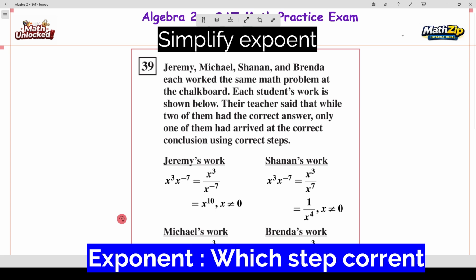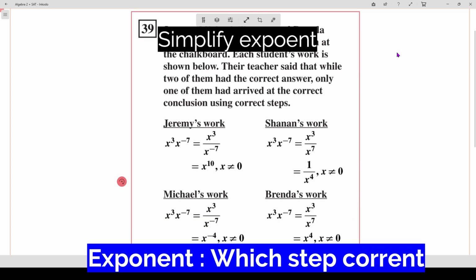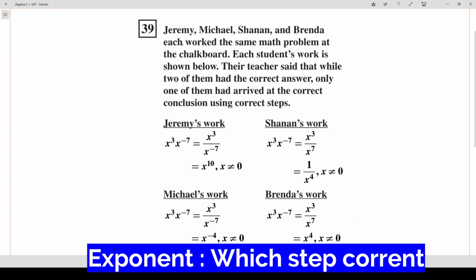Same math, four results. Which one is correct? Jeremy, Michael, Shannon, and Brenda each worked the same math problem at the chalkboard. Each student's work is shown below. Their teacher said that while two of them had the correct answer, only one of them had arrived at the correct conclusion using correct steps.